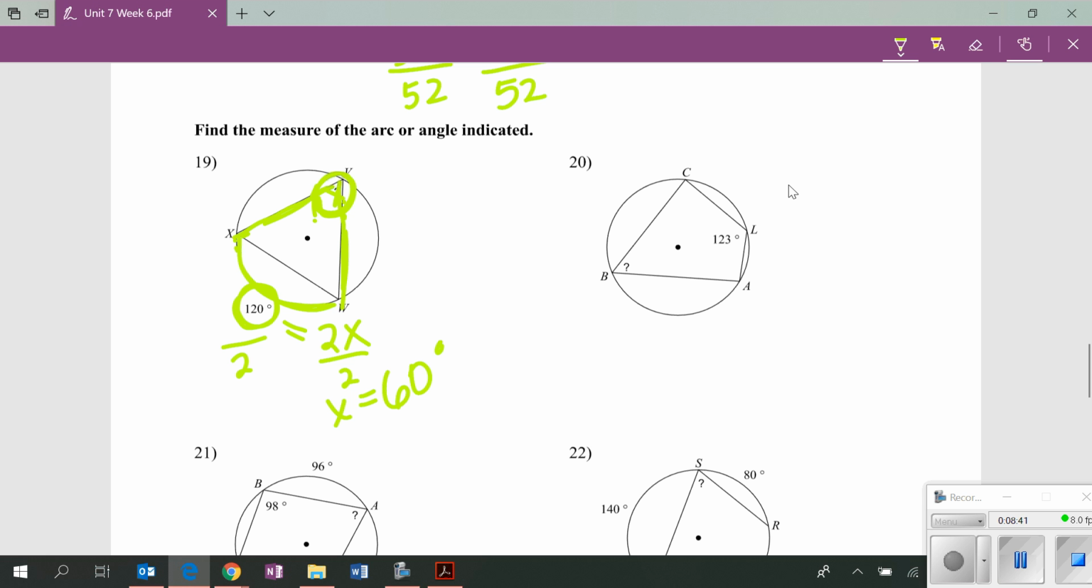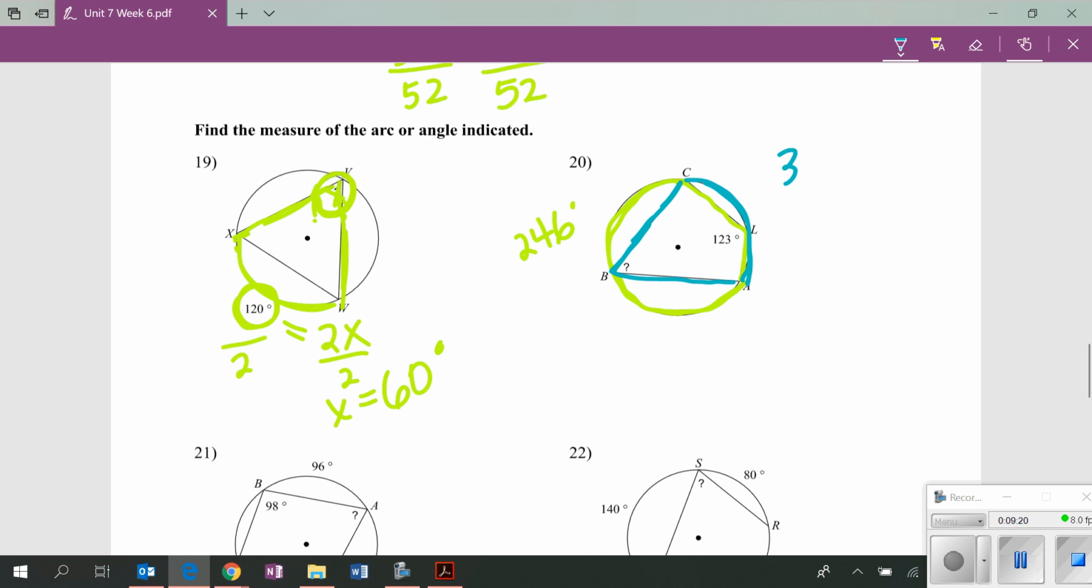I'm going to take a look at number 20 because there's a couple more steps to it here. So 123, this angle is looking out to this entire arc there. Okay, and since my arc has to be 2 times 123, I know that that is going to be 246. However, the angle that I want is facing this way to the rest of the arc that finishes off my circle.